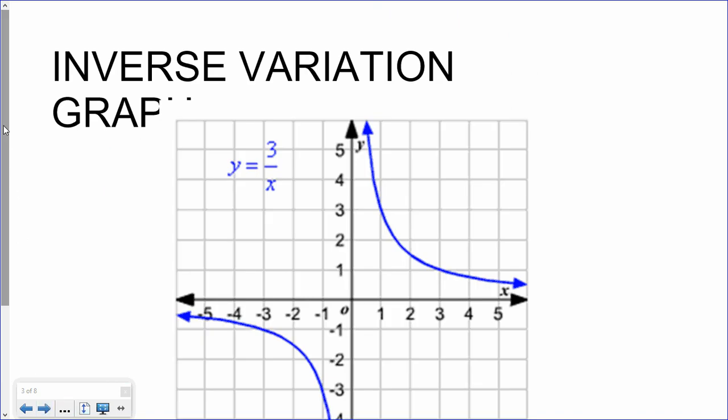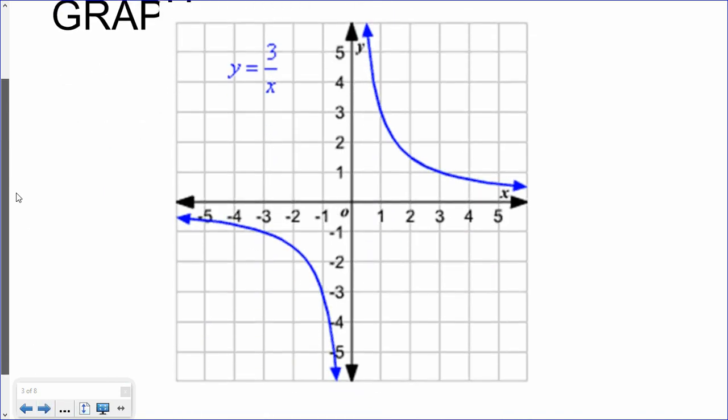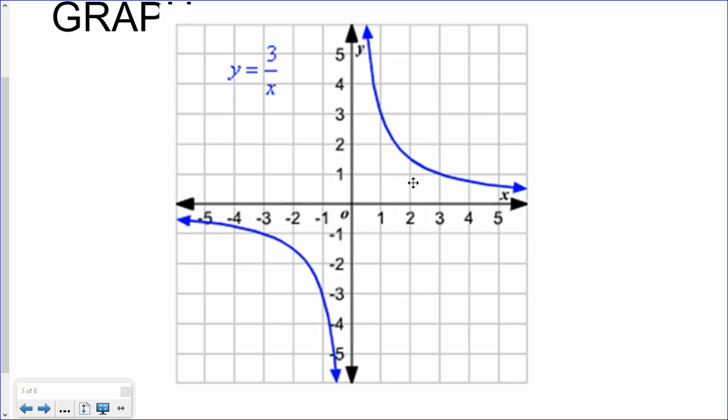So the inverse variation graph tends to look like this, where it's two curves. They can be in the first and third quadrant. They're opposite of each other, or they could be in the other two quadrants. That's fine, but they're never going to be in a quadrant next to each other. Okay, they're always going to be the opposite across the origin from each other, and they curve. They don't cross any of these axes.